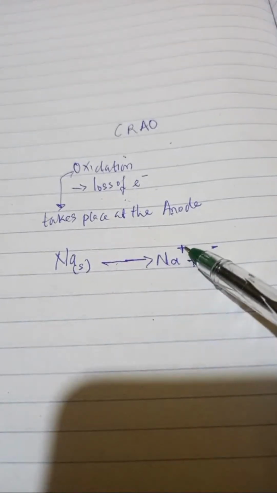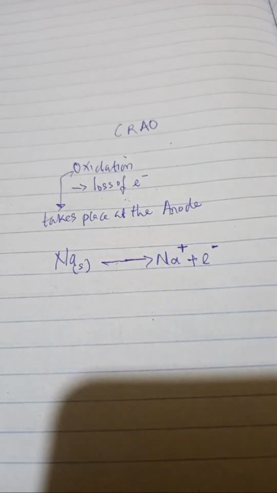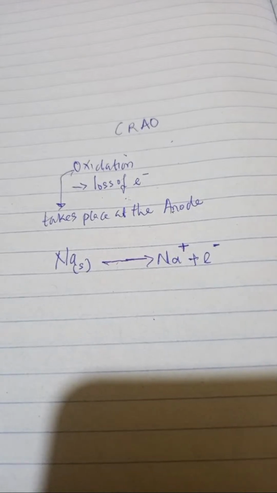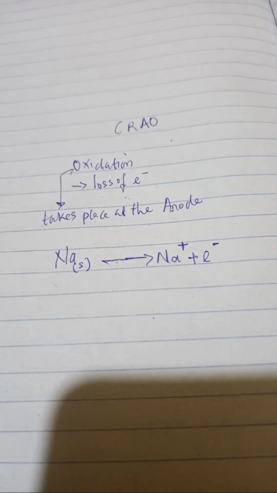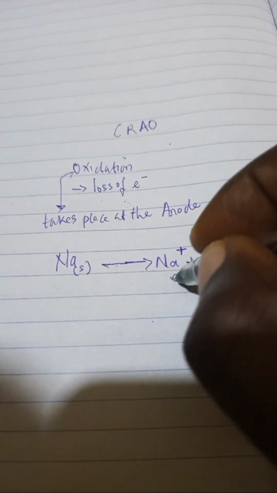So Na goes to Na+ plus E-, it means that sodium has lost 1 electron. When sodium loses 1 electron, it becomes an ion. You understand? So this is not ionic form, this is not aqueous now.